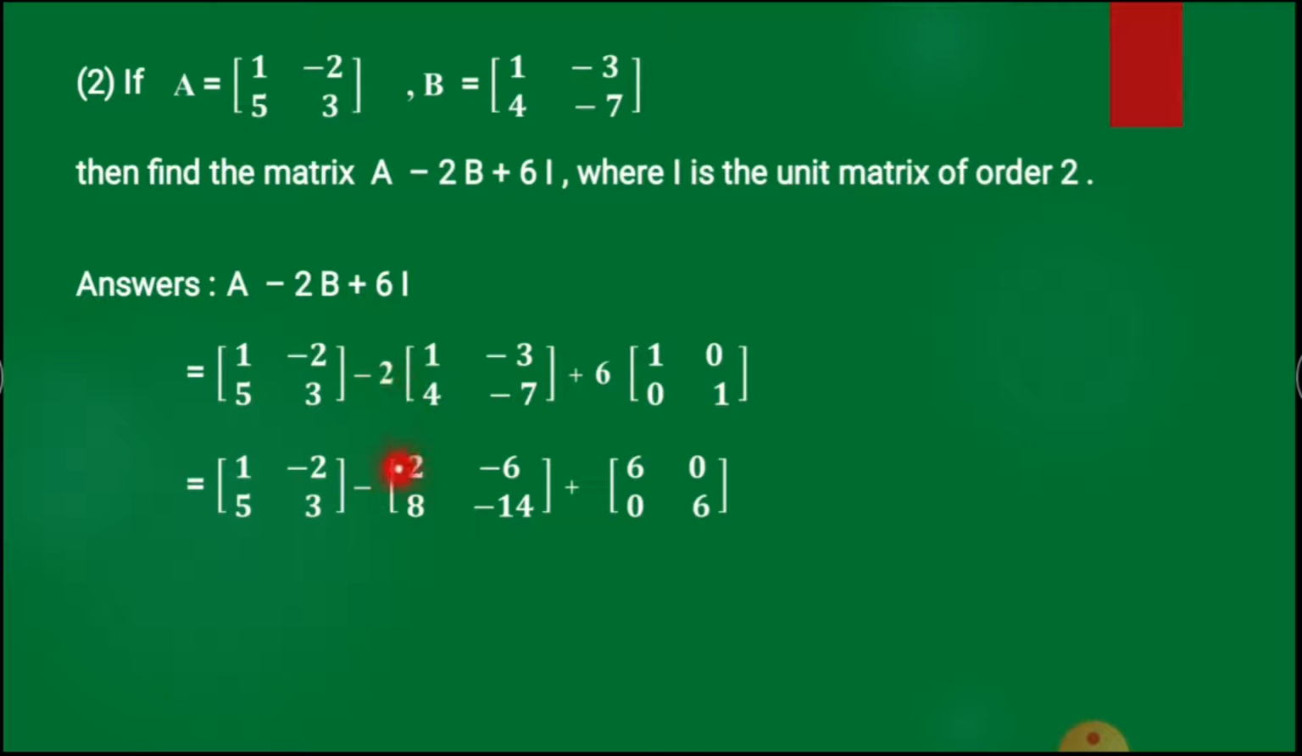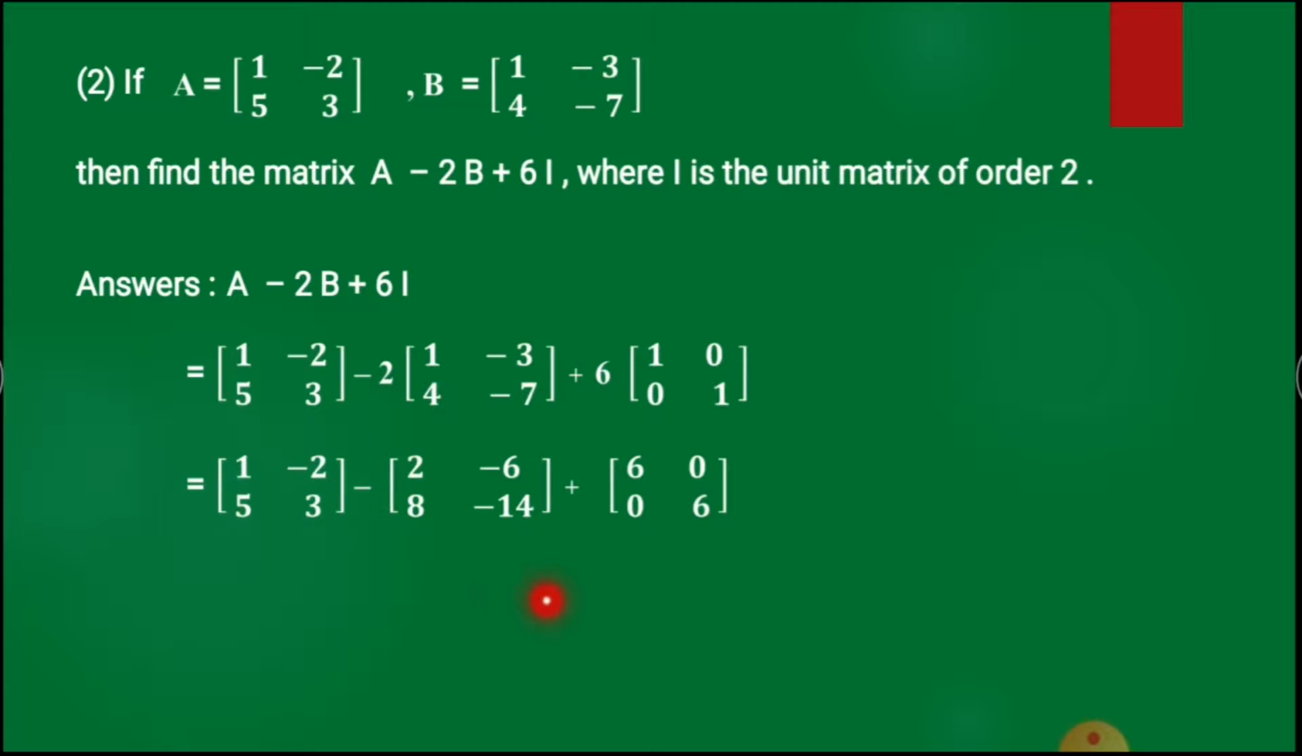So we write here 2 into 1 as 2, 2 into minus 3 as minus 6, 2 into 4 as 8 and 2 into minus 7 as minus 14. If you multiply by minus 2, then you have to write here plus sign, and here you have to write minus 2 plus 6 minus 8 plus 14 if you multiply by minus 2. Then we multiply by 6 to this third matrix, to each element. So 6 into 1 we get 6, 6 into 0 is 0, 6 into 0 is 0, 6 into 1 is 6.